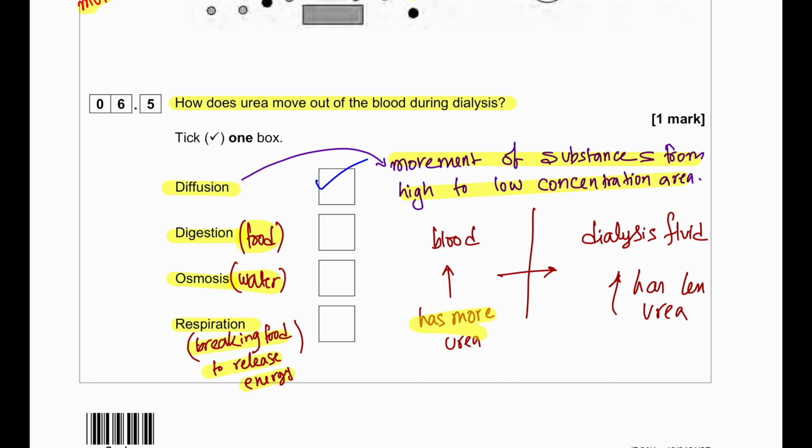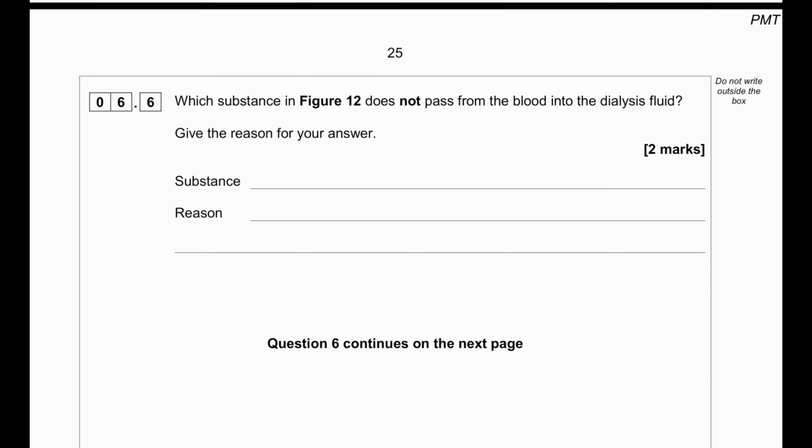Blood has more urea, and from the blood, the urea moves to the dialysis fluid, which has little or no urea. Which substance in figure 12 does not pass through the blood into the dialysis fluid? The obvious answer is protein. The reason is it's just too large of a molecule to pass through.